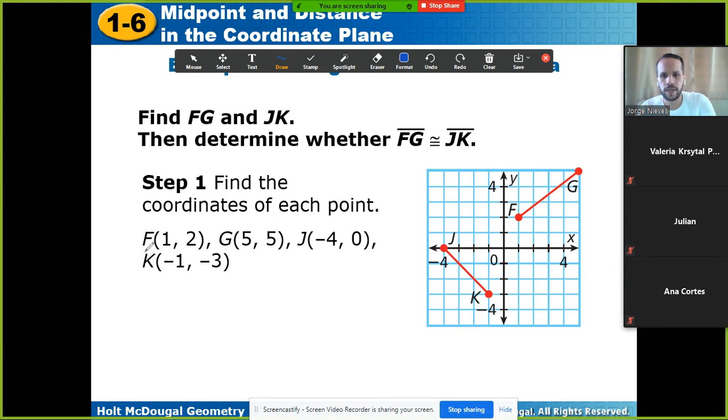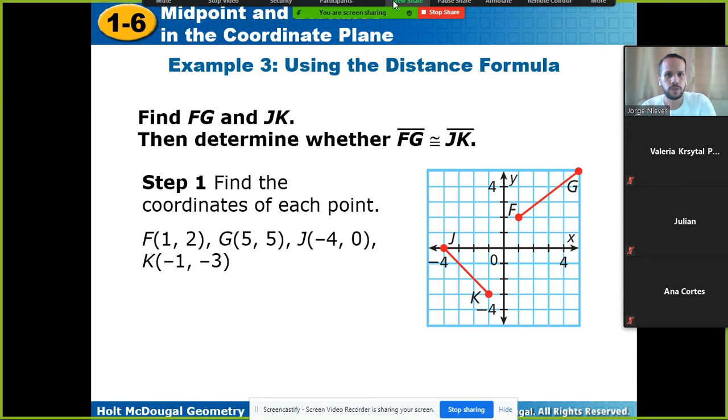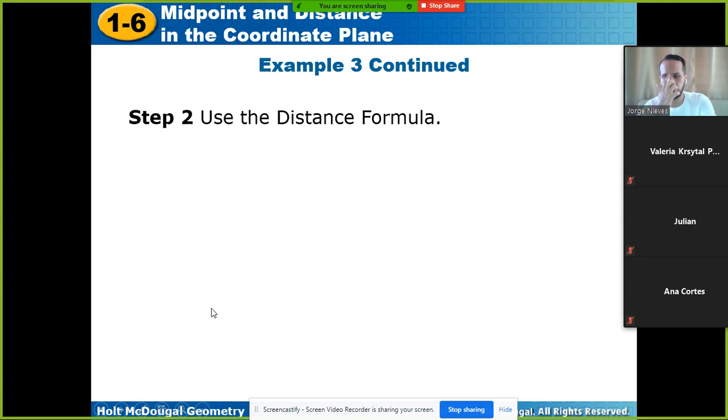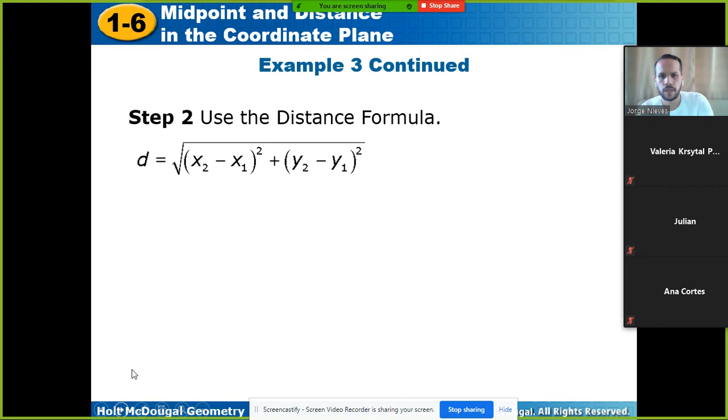So we're gonna use FJ and then JK. We're gonna use these coordinates to do the problem. So we're gonna use the distance formula. The distance formula is this: the square root of x2 minus x1 squared plus y2 minus y1 squared. So we're gonna put everything there. We're gonna start with FJ first: x2 minus x1 plus y2 minus y1, all squared.